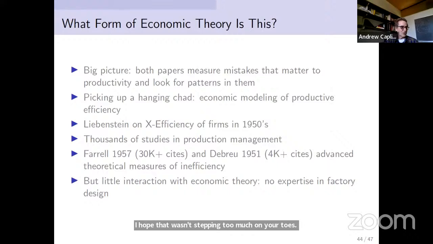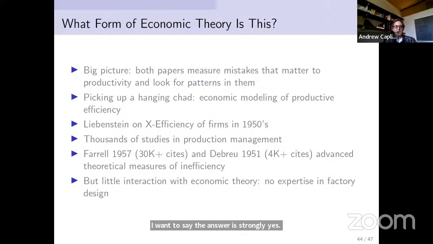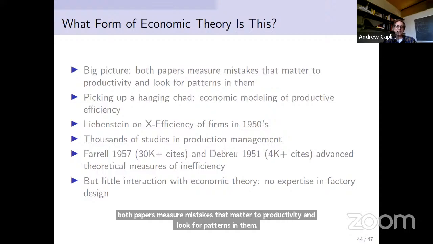Okay, and I'm going to close by pulling back just for a few minutes on what form of economic theory am I doing here, and is it really economic theory? And I want to say the answer is strongly yes. It's a branch of economic theory that really picks up on production models. And both papers measure mistakes that matter to productivity and look for patterns in them. This is, I believe, a hanging chad.